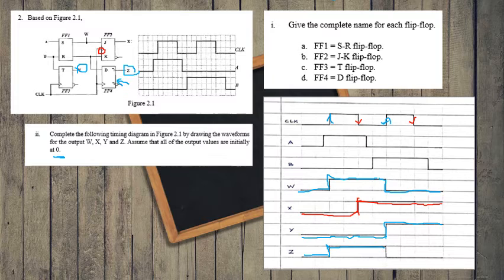At the second trigger, when the input is low, the output is low. It means the output Z will be reset.